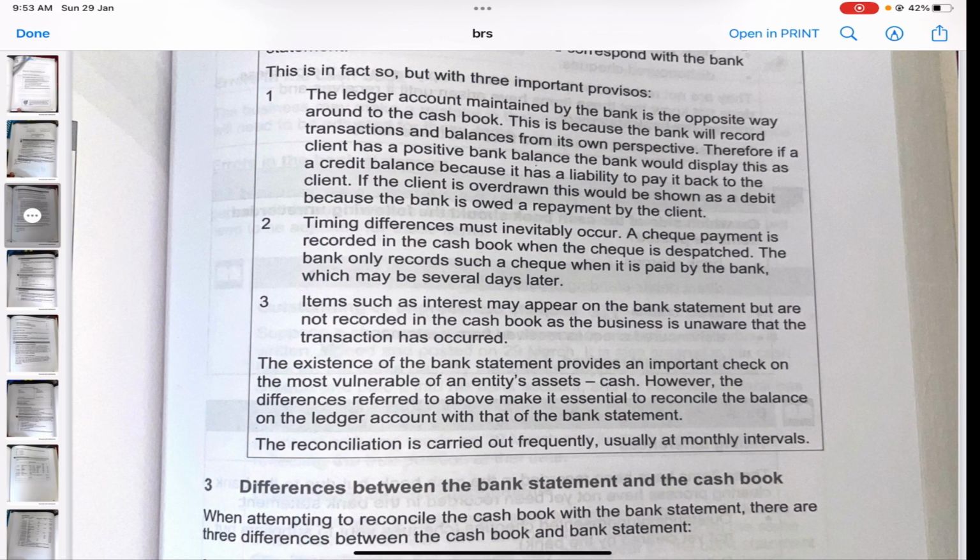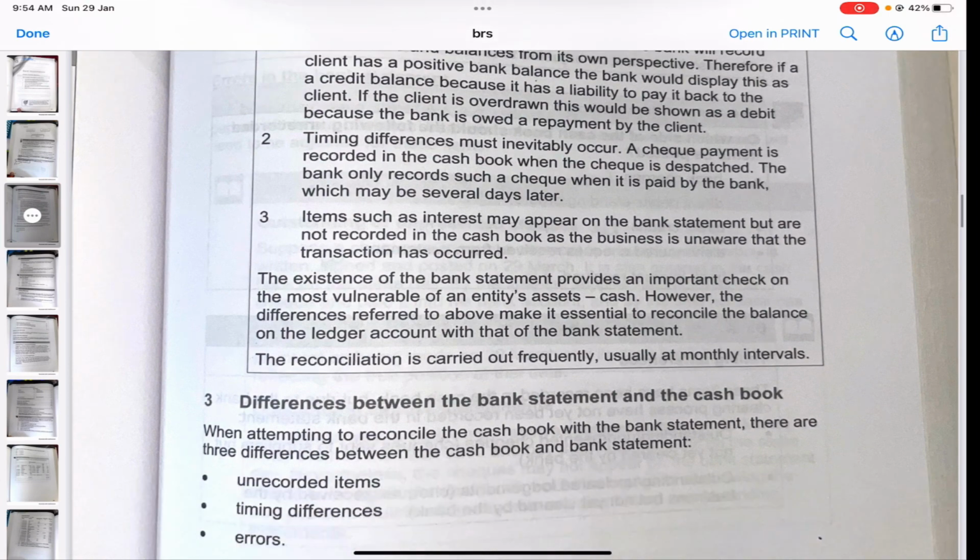Understood? Timing differences. So what are timing differences? We have discussed it. A check payment is recorded in the cash book when the check is dispatched. The bank only records a payment when it is paid by the bank, which may be several days later. These are the bank errors, the lodgements unclaimed and all of that. So we record it early, but it happens after a few days. Those kinds of errors are the timing errors.